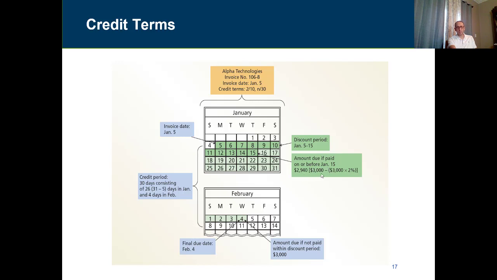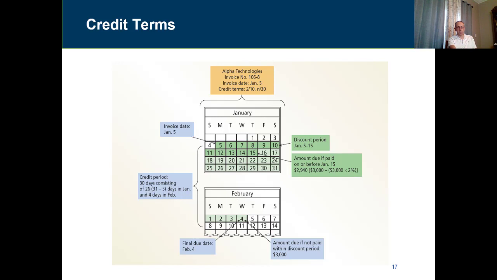And how did we get that? It's 3,000 minus 3,000 multiplied by 2%. Another way to do this is just to get 3,000 multiplied by 98%. And how did I get the 98%? It's 100% minus the 2%. So again, it would lead to the same answer.